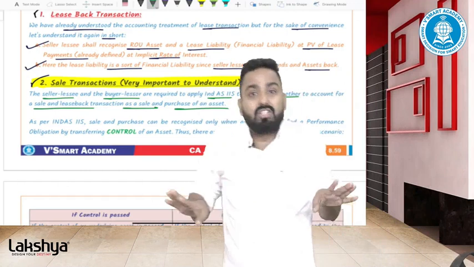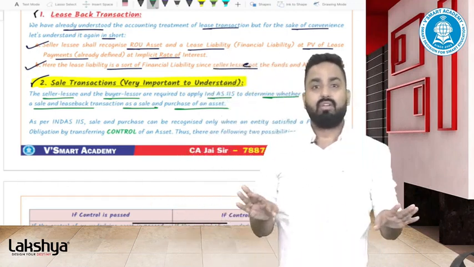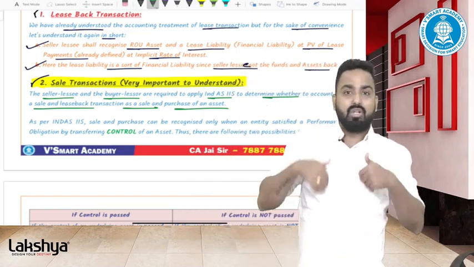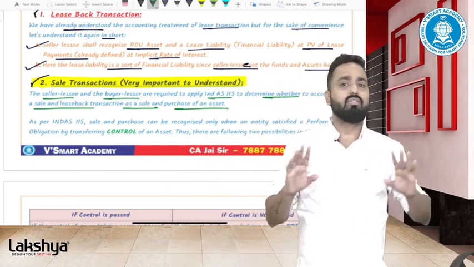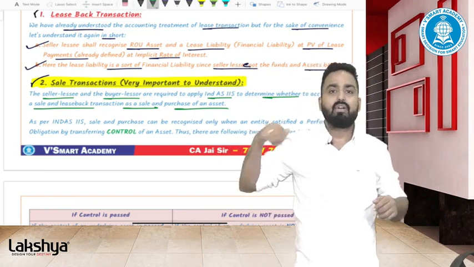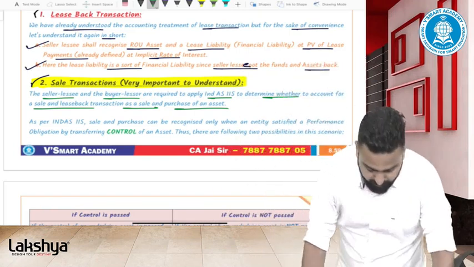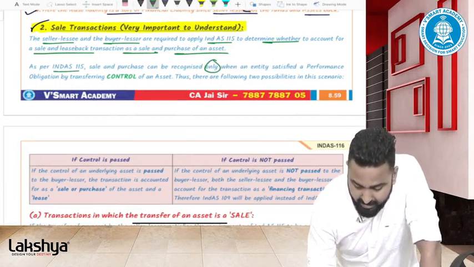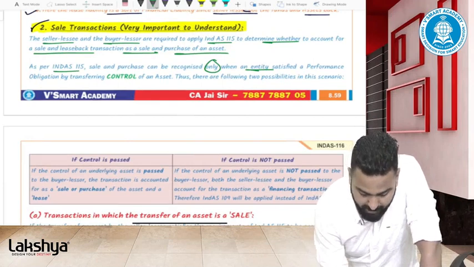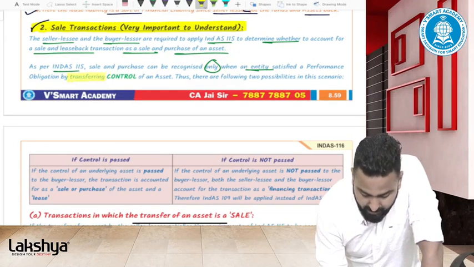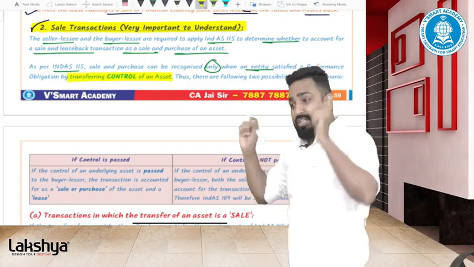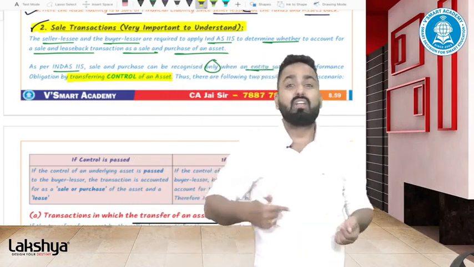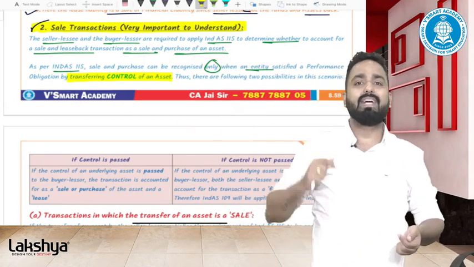But if it is not an actual sale, you have to assess whether it is a sale or not. So if it is an actual sale, then apply 115. If it is not an actual sale, then please do not apply 115. Apply something else. As per 115, the sale and purchase can be recognized only when the entity has satisfied a performance obligation by transferring control of an asset. You just need to assess whether it is a sale or not. You have to check whether the actual control has been passed on to the buyer.